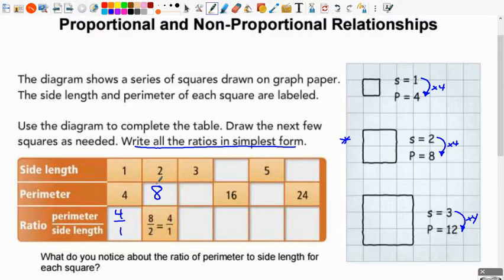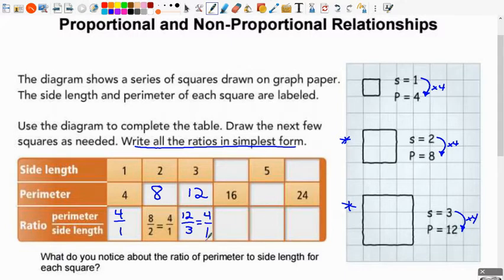The next side length we're going to look at is a side length of 3, which is this square right here. If we take the side length of 3 and multiply it by 4, that gave us a perimeter of 12. And so let's write the ratio of perimeter over side length. The perimeter was 12. The side length was 3. 12 over 3, both of those numbers, if you divide by 3, would simplify down to 4 over 1.